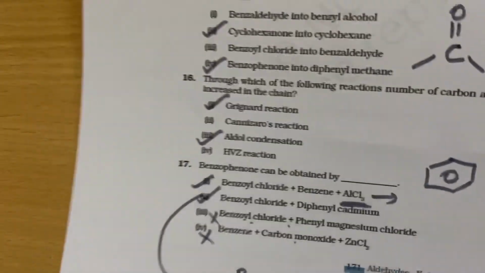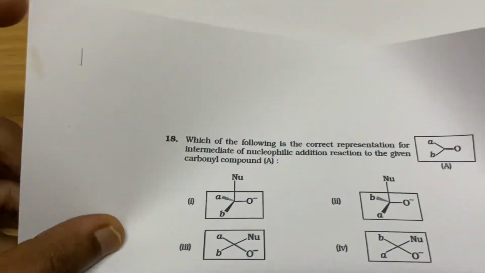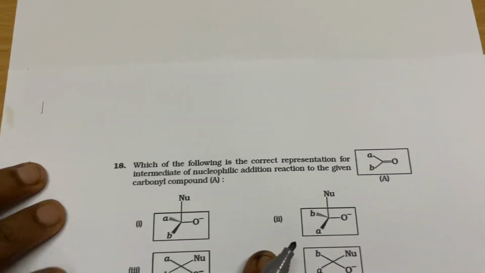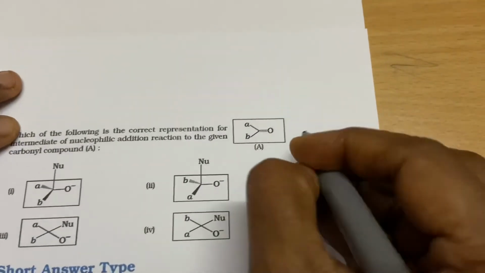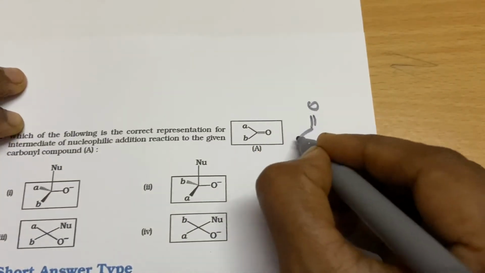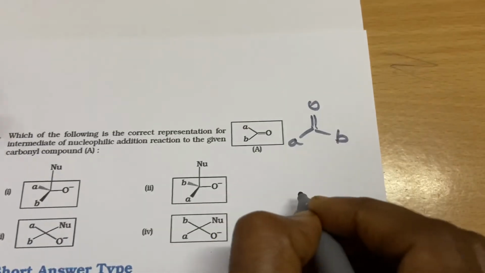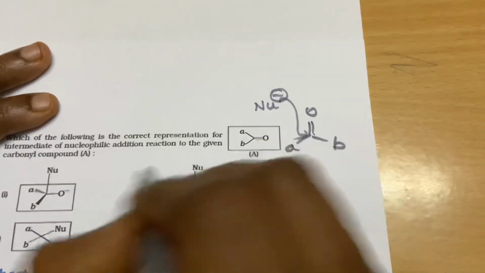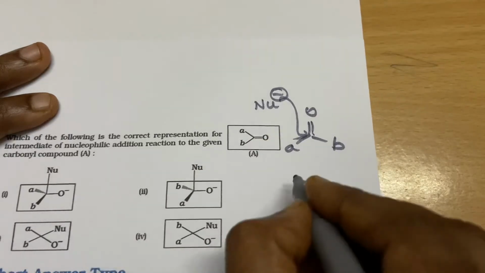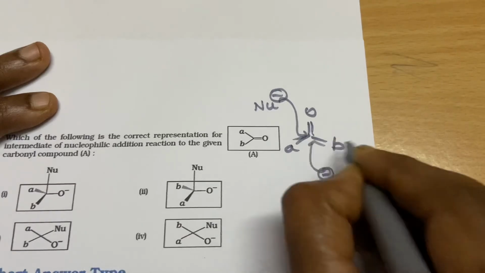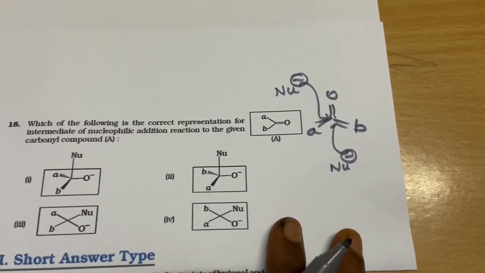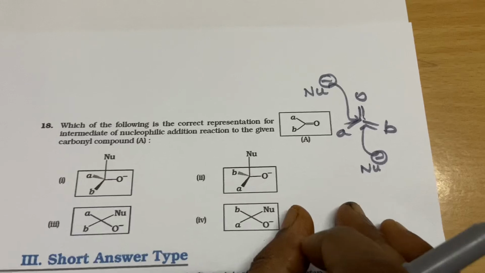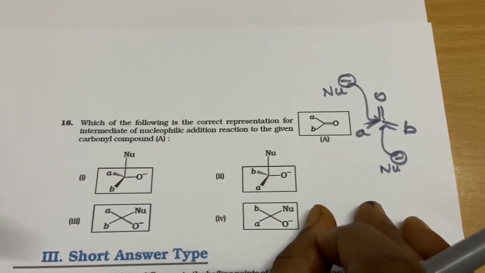Then your last question. Which of the following is the correct representation for the intermediate of nucleophilic addition to the given carbonyl compound? You know that a carbonyl compound is a planar compound. When the nucleophile comes and attacks, what happens? The front side attack can take place as well as the back side attack. So it will be giving two. If it is going to give a chiral molecule, we can get two.